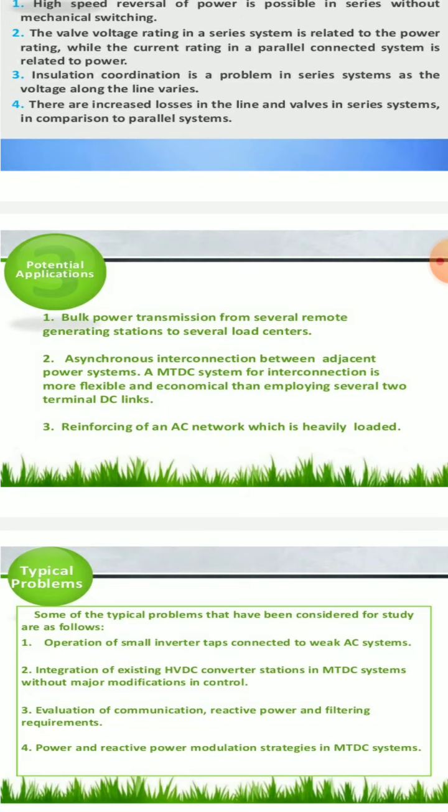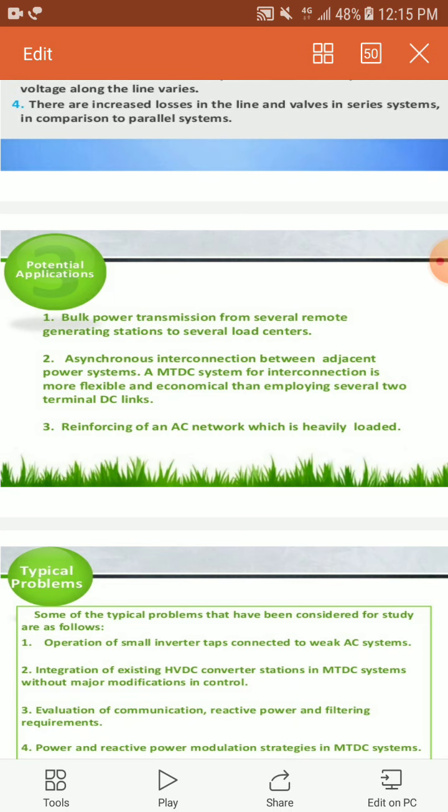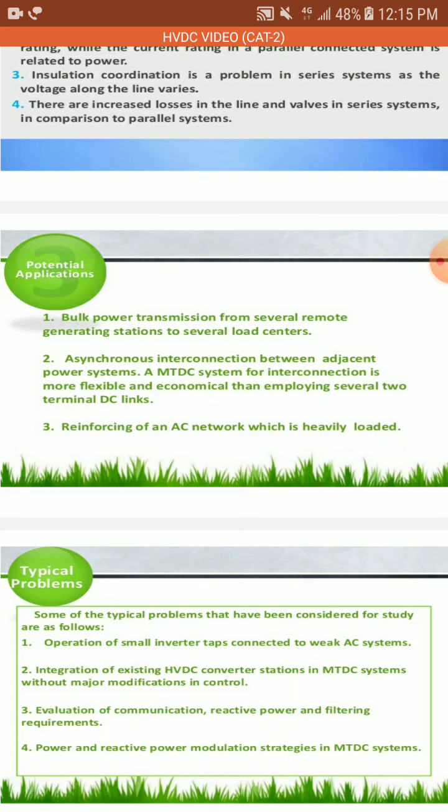Potential applications of this multi-terminal HVDC system: bulk power transmission from several remote generating stations to several load centers, and asynchronous interconnection between adjacent power systems. An MTDC system for interconnection is more flexible and economical than employing several two-terminal DC links, and it can reinforce an AC network which is heavily loaded.